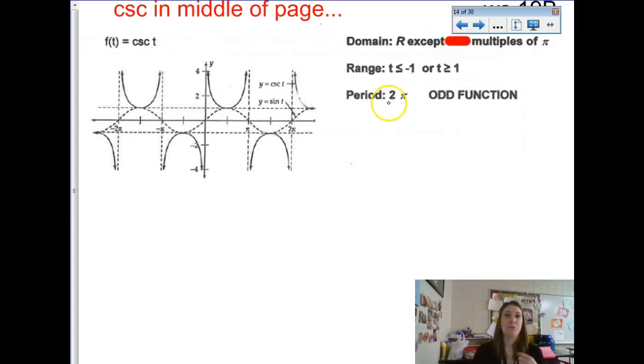So some attributes: the range is kind of weird because there's a whole undefined part where the actual sine function was, but it splits off above that range. The domain is all reals except for the multiples of, I think there's some sort of a typo on your page, it's the multiples of pi, because that's where the fraction would end up being undefined. And then it still has a period of 2 pi. It is still an odd function. So it has a lot of similarities to its reciprocal buddy, the sine function.